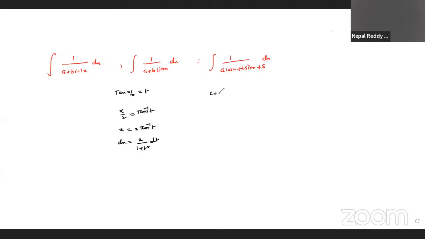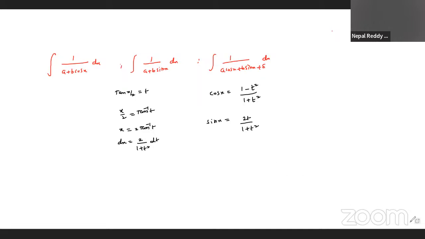And in this case, the values of cos x and sin x can be written in terms of t. Why? Because cos x is nothing but 1 minus tan square x by 2 over 1 plus tan square x by 2, so 1 minus t square over 1 plus t square. Sin x is 2 tan x by 2 over 1 plus tan square x by 2, so you will get 2t by 1 plus t square. This is the working rule. Let us discuss a problem based on it.